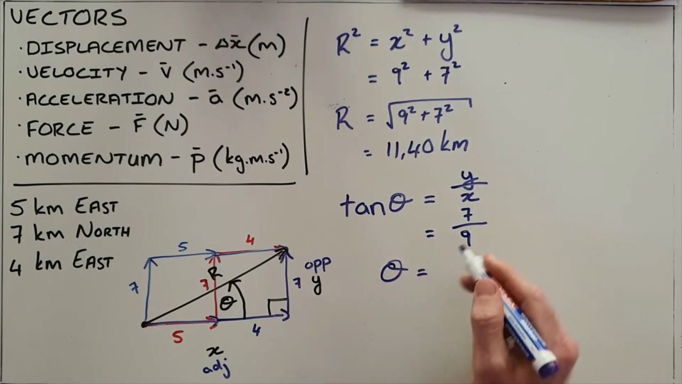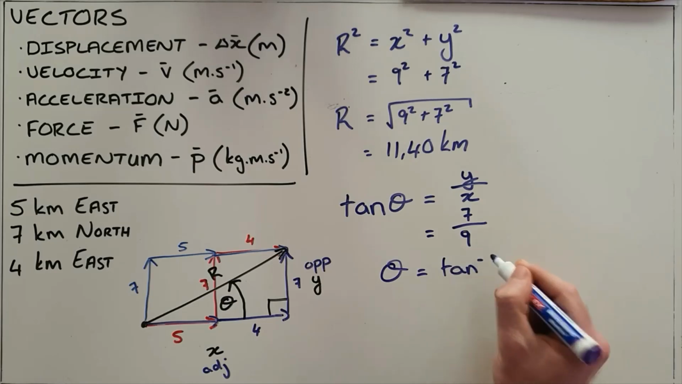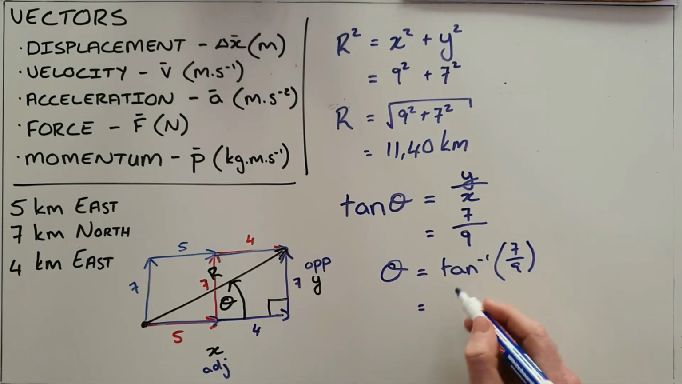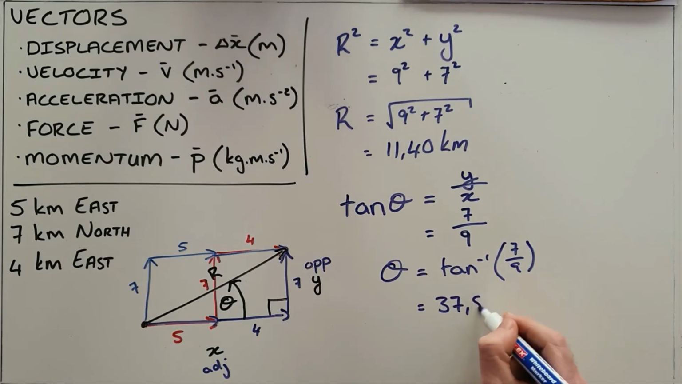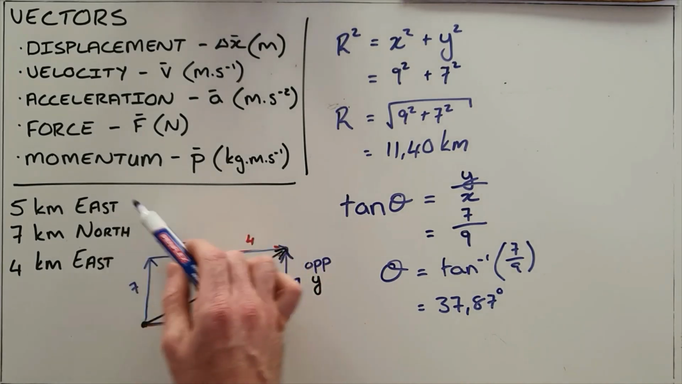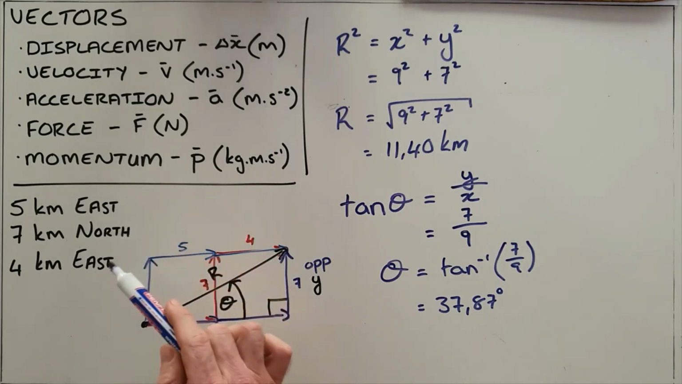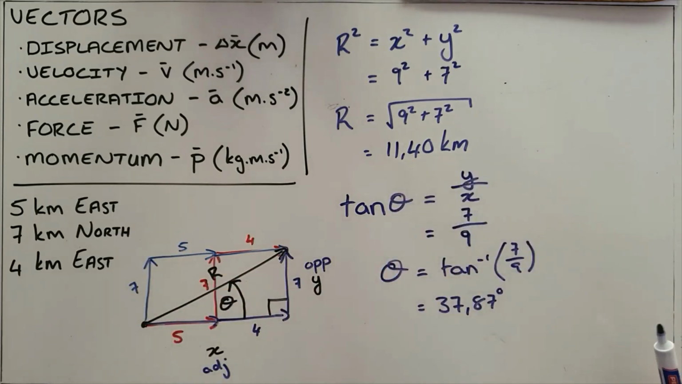and we can then use our second function on the calculator to find that that angle theta is equal to 37.87 degrees. What this now tells us is that these three vectors can be combined to find a resultant vector, which would mean that it would have exactly the same magnitude and direction as those three vectors combined if this person were to travel 11.4 kilometers at an angle of 37.87 degrees.